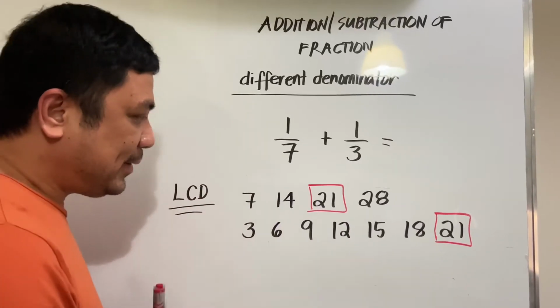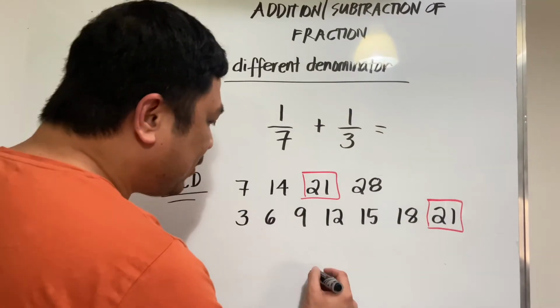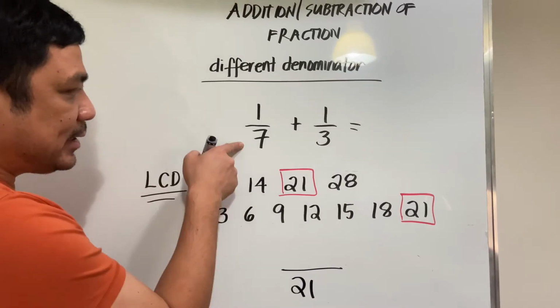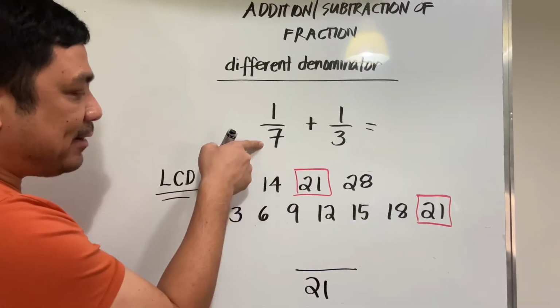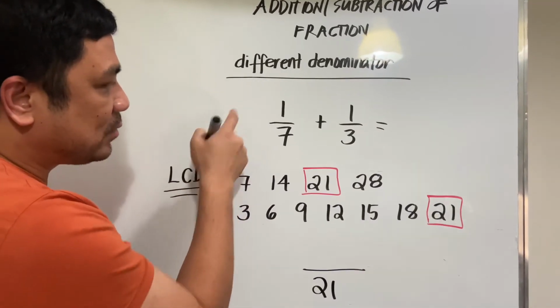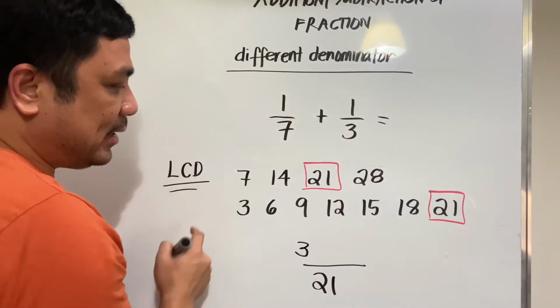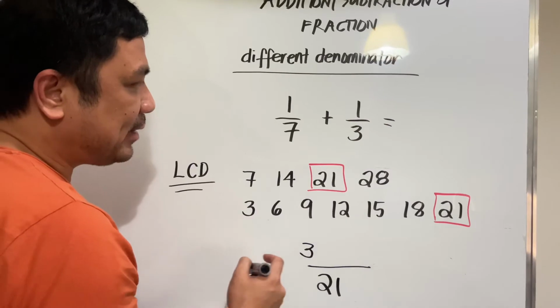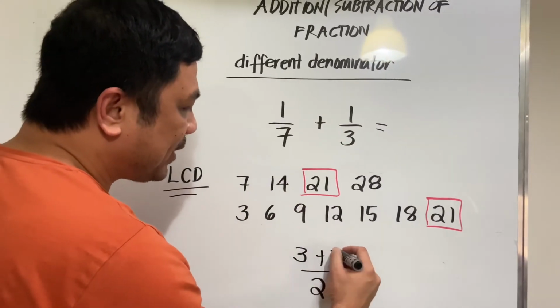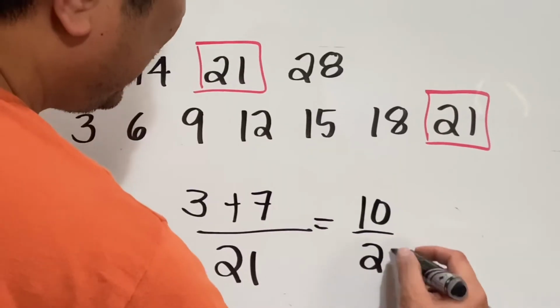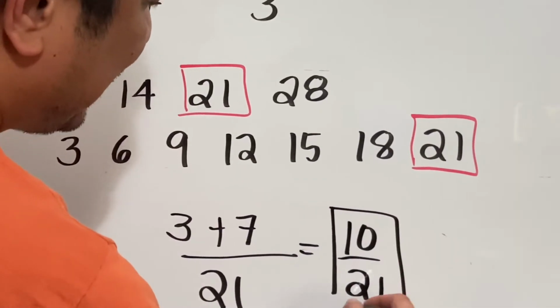So 21, let's try to add these two fractions. So that is 21 divided by 7, that is 3 times 1, that is 3. And then 21 divided by 3 is 7 times 1, that is 7. So in this case, you have 10 over 21 as the answer.